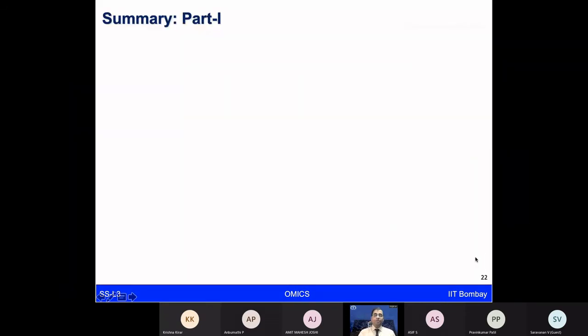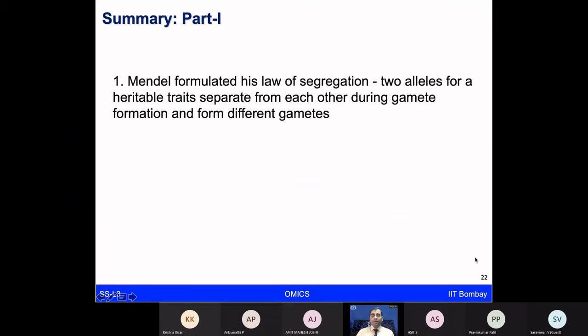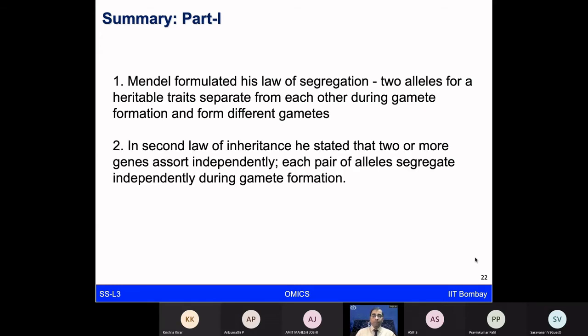All right, so I hope now you are refreshed, and just to summarize this part one. Mendel first formulated his law of segregation, where the two alleles for a given trait separate from each other in gamete formation in the subsequent generations. In the law of independent assortment, he stated that two or more genes assort independently, and he showed with those crosses that the ratios will be 9:3:3:1.